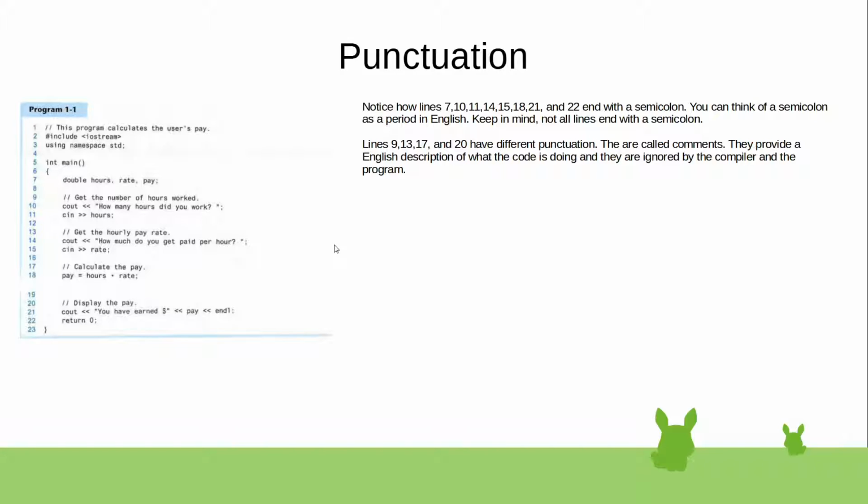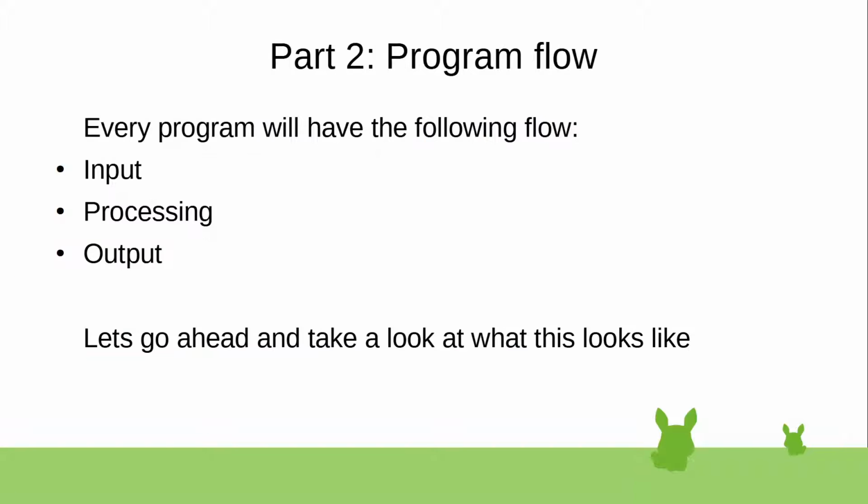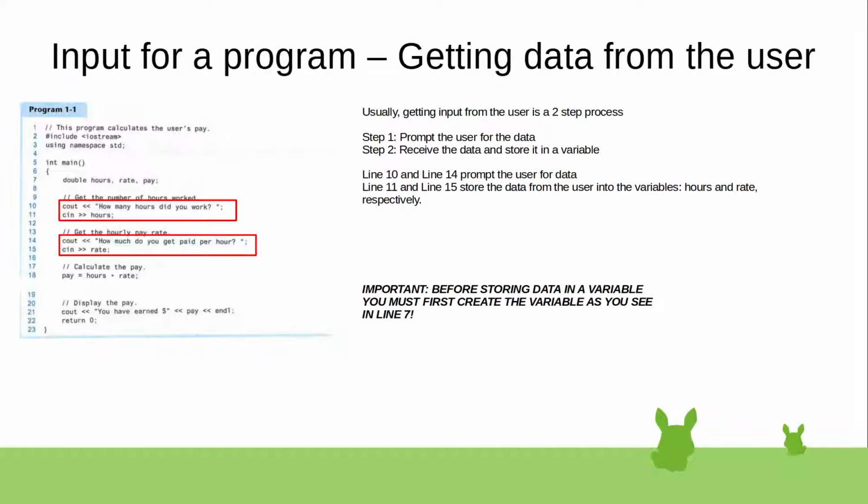As your programs become more complex, you'll want to make sure that you document your program well, so people who have to maintain the code base could look and know what you've written. Program flow. Part 2. Now we're going to go into how a program looks in C++. Every program will have the following flow. You're going to have some type of input, processing, and output. Let's go ahead and take a look at what it looks like.